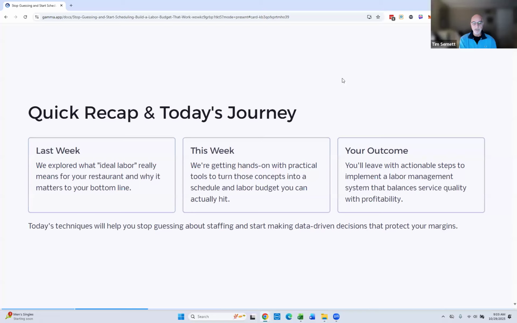your labor budget. This week, we're going to get into the hands-on, practical tools to turn those concepts into an actual labor schedule and a labor budget that you can actually hit and start to improve that labor prime cost percentage. Your outcome from both of these, part 1 and part 2, is you're going to leave with actionable steps to implement a labor management system that balances service quality with profitability.